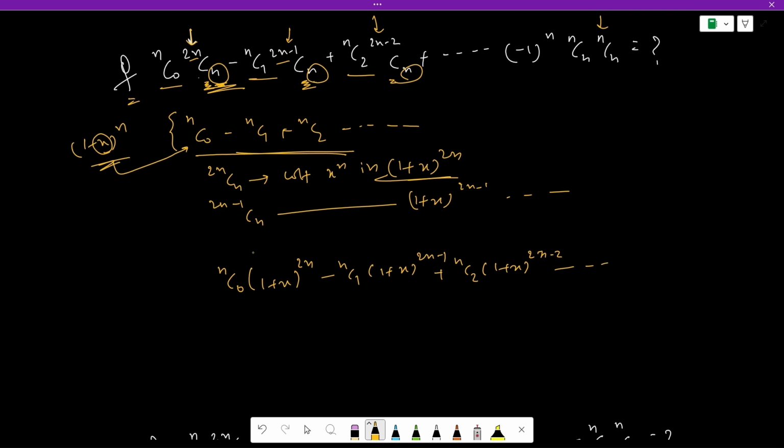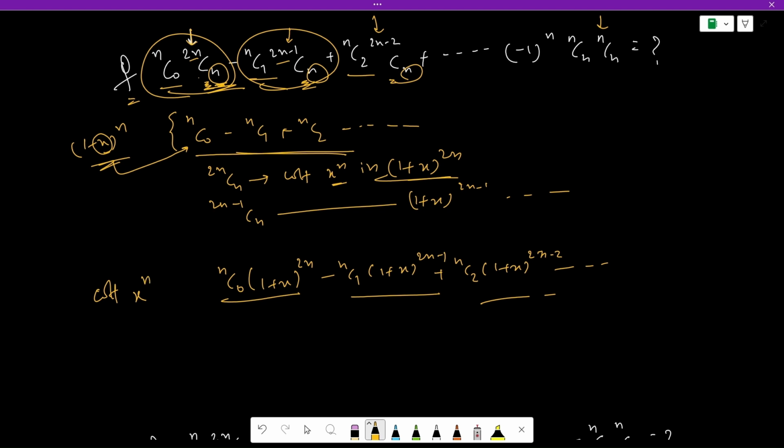Now what we need is the coefficient of x raised to the power n of this term to get this complete term, and so on. So what we can finally say is we need the coefficient of x raised to the power n in this complete expression to find this result.